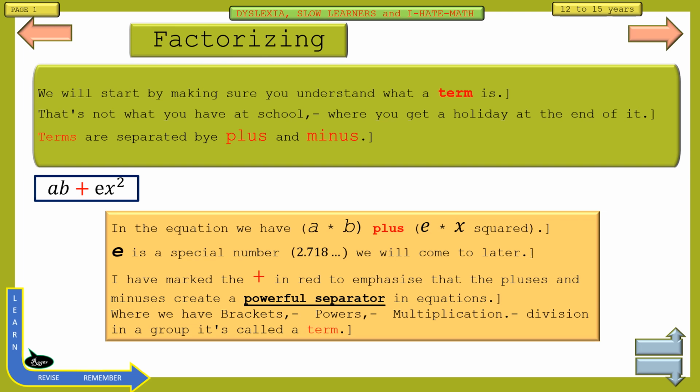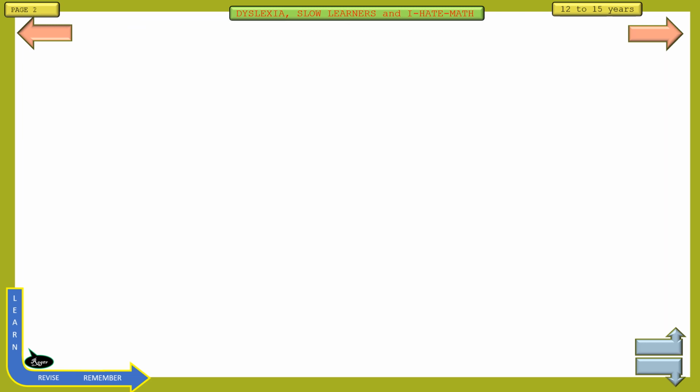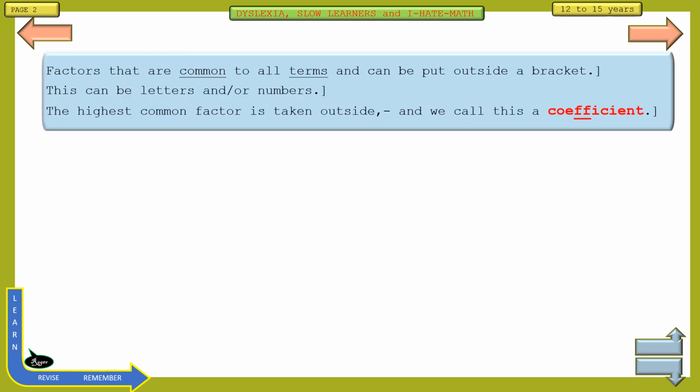Where we have brackets, powers, multiplication, division in a group, it's called a term. Factors that are common to all terms can be put outside the bracket. This can be letters or numbers. The highest common factor is taken outside, and we call this a coefficient. We could call it a potato, but mathematicians like to use the word coefficient.